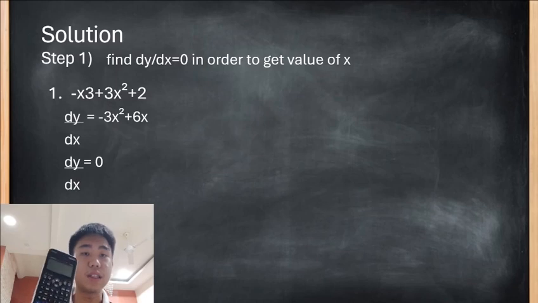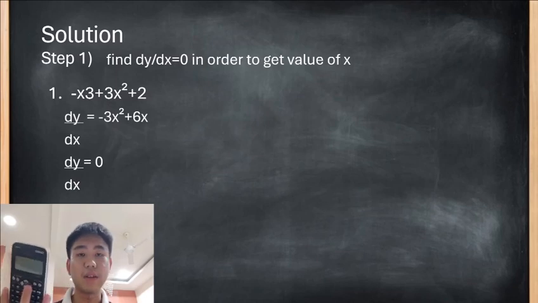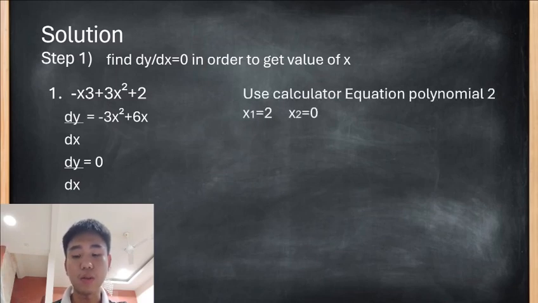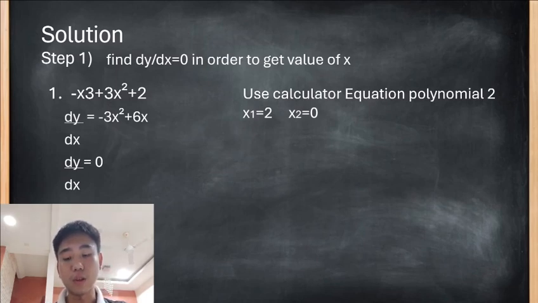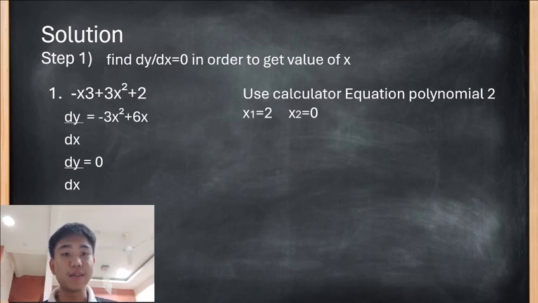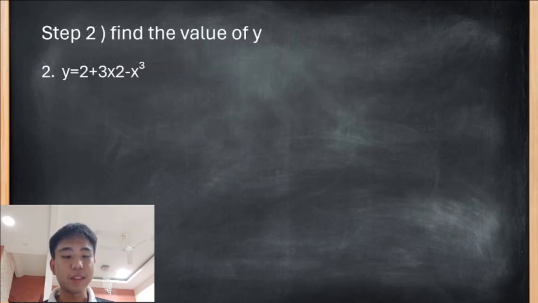I use this calculator where to find the value of x, I use mode equation and choose the polynomial 2, and the value of x1 is 2 and the value of x2 is 0. Okay, after getting the value of x, we can now proceed to step 2, where we will substitute the value of x from step 1 into the equation given to find the value of y.